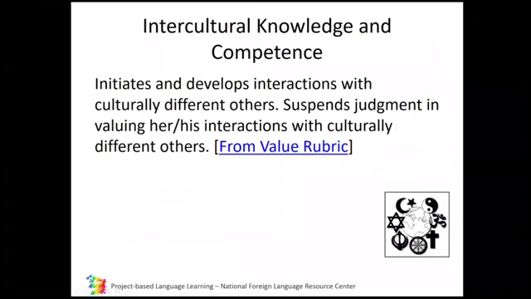If you look at these rubrics, each rubric has criteria or elements. And these standards or criteria can be used to form student learning outcomes in your course. For example, this is one example about intercultural knowledge and competence. It talks about students being able to initiate and develop interactions with culturally different others, and suspend judgment in valuing his or her interactions with culturally different others. So these rubric standards, we can directly use in our course as student learning outcomes.